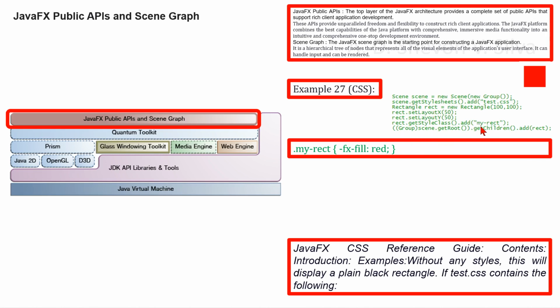So without any styles, this will display a plain black rectangle. If test.css contains the following, the rectangle will be styled as in this test.css here. The rectangle will be red instead of black.